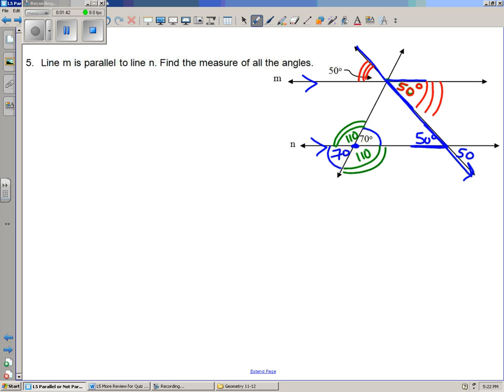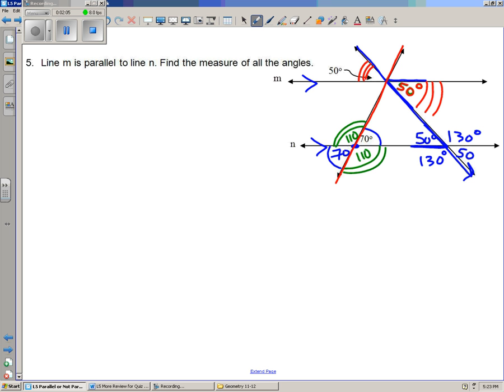And I'm going to stop drawing the swooshes in at this point because they can get a little confusing. And if you notice, the other two are going to be supplementary to the 50, and 180 minus 50 is 130. So now we have those filled in. All right, now we can work with the other transversal. I'll outline it in red.